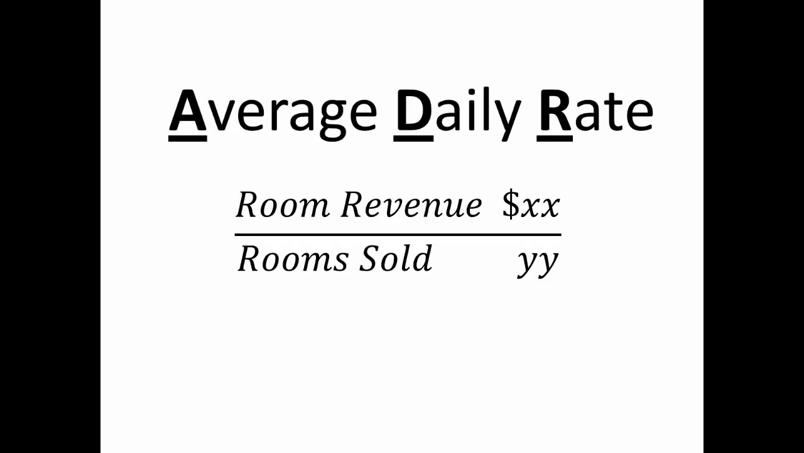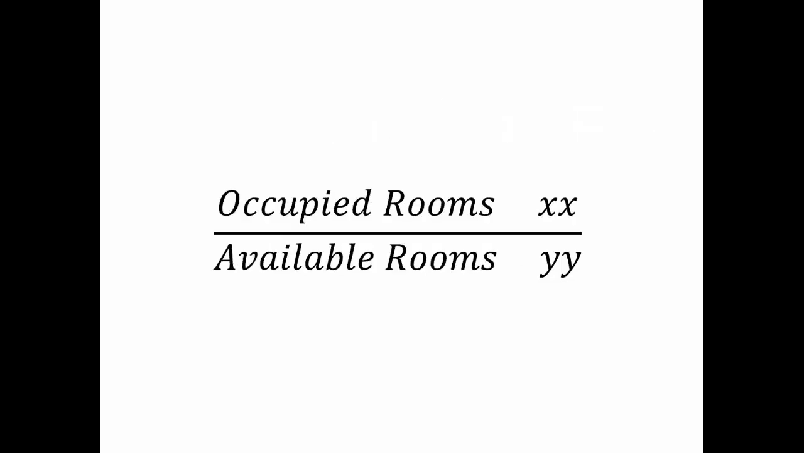So again, ADR is just simply the average price that the guest paid for each room on any given night or any given length of time. If you're looking at a profit and loss statement or a P&L that is taken over a month, the ADR listed would be over the course of that month period. So it would be, again, room revenue divided by rooms sold.